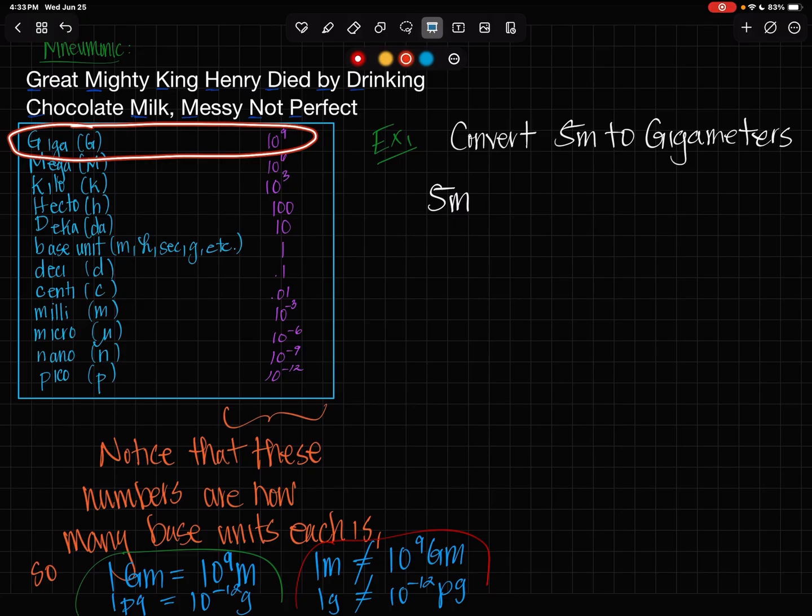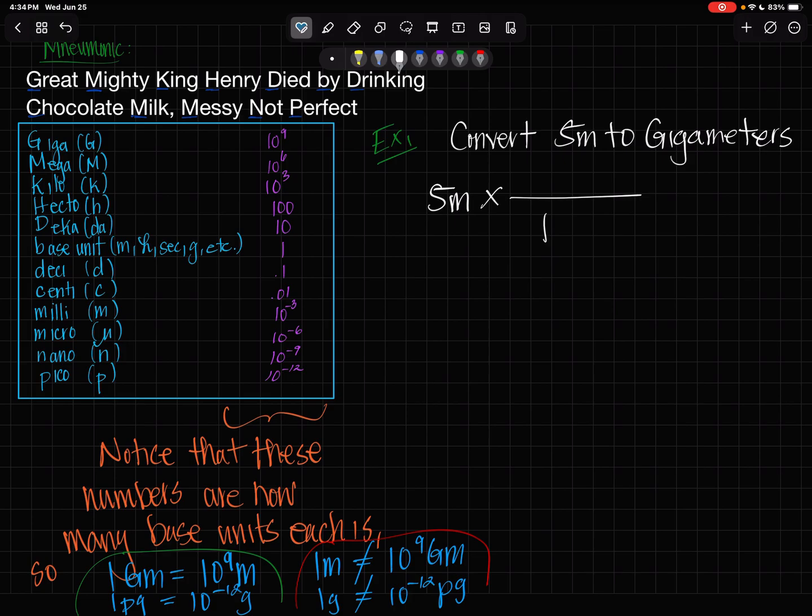And the conversion factor is 10 to the 9th meters for every 1 gigameter. It's not backwards, like we went over. So you're going to write it just like this. You're going to put 10 to the 9th meters in the denominator and 1 gigameter in the numerator. And this is why you do that, because this unit and this unit cancel. And this is going to give you 5 times 10 to the negative 9th gigameters. So that's what you do. That's all you need to do to convert it. There's your answer right here.